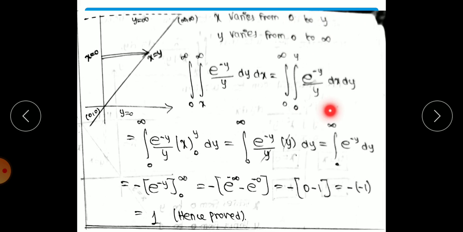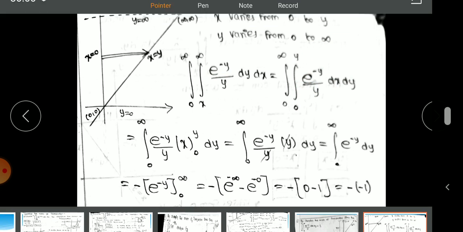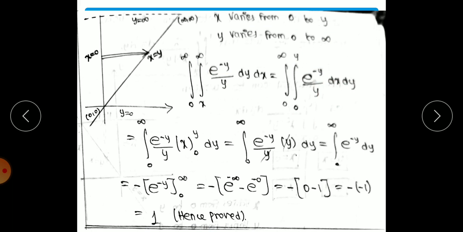So just substitute here. This given problem can be rewritten by changing the order; that is what we are doing. So this integration, with x from 0 to y, can be written as dx dy. Then you can apply the limits and you will get the right answer after integration.